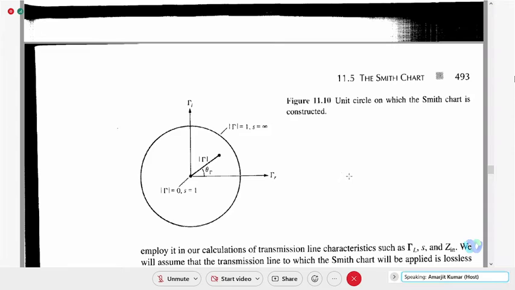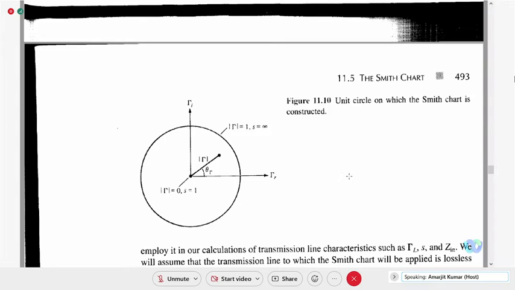For the short circuited transmission line, what was the reflection coefficient? Minus 1. What will be mode of gamma? 1. For the open circuited transmission line, what will be mode of gamma? 1. So that means for the short circuited or the open circuited transmission line, one thing is clear: mode of gamma will be equal to 1.